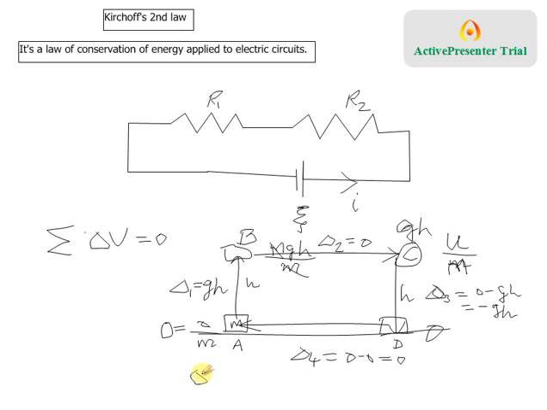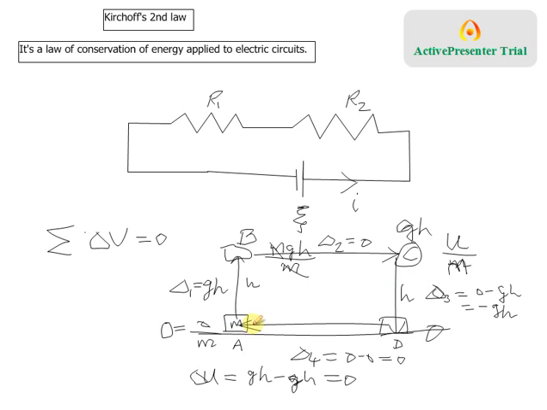So what is the total change in potential from A to B to C to D and back? It's gh plus 0 minus gh plus 0. From here to here the change in potential is gh, and this gh and that gh cancel out, so it's 0 plus 0 is 0. So the total change in potential is 0. I didn't write the individual zeros, it's a waste of time. So this is an example in gravitation.